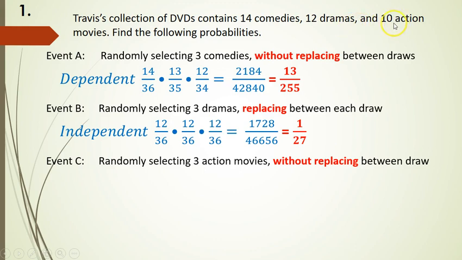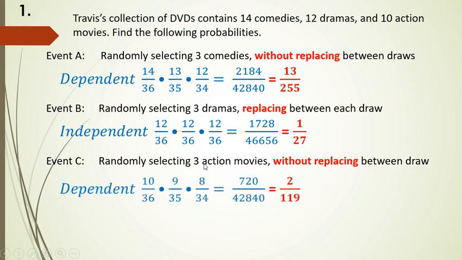So for action movies, we have 10 of those. Again, our total is 36. Our first action movie probability, and this would be dependent again, would be 10 over 36. Our second would be 9 over 35. Notice again that both the numerator and the denominator are decreasing. And then 8 over 34. Again, multiply across the top and across the bottom. That reduces to 2 over 119.